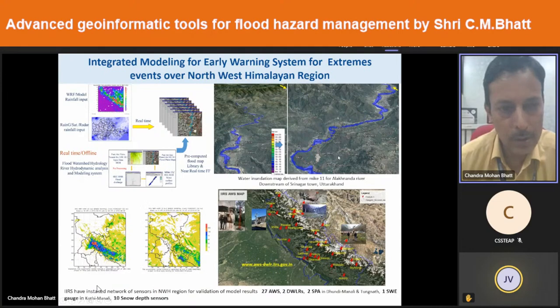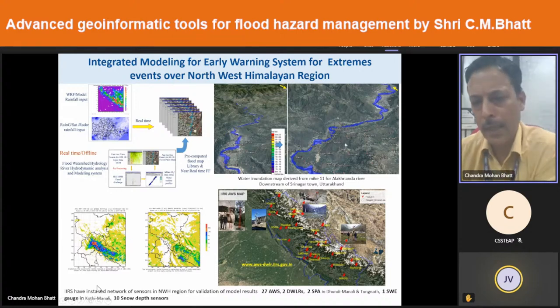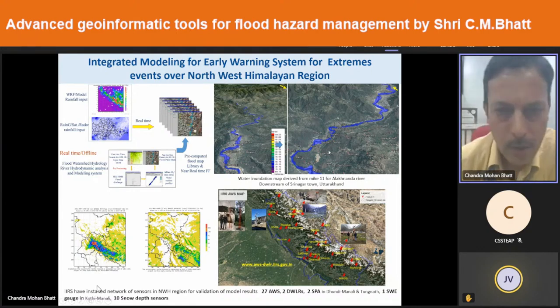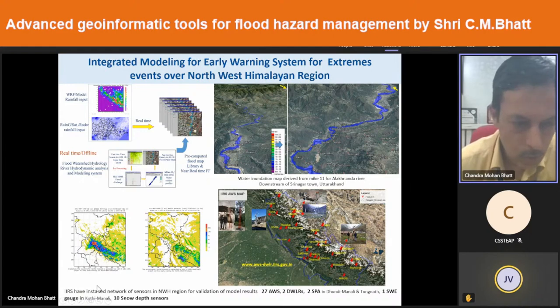This is one example that has been done from IRS for Kedarnath, showing the extent of the spreading that happened or could happen under different kinds of scenarios. They also have WRF-based rainfall outputs, simulating what the rainfall could be at certain intervals, and we also have automatic weather stations installed at different places.